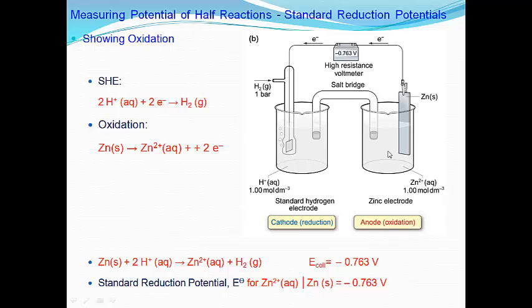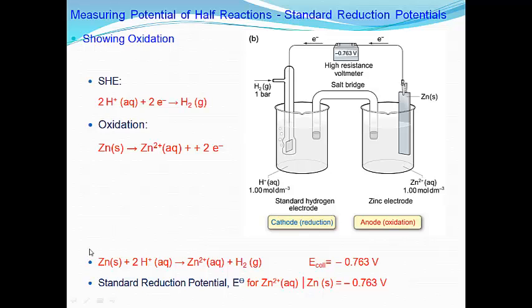effectively what is happening is that the zinc metal is becoming oxidized to give us zinc 2+, and the electrons are lost, which now pass through the voltmeter onto the other side and reduce our H+ in our solution to give us H2. And so this side, the zinc electrode, is the anode and oxidation is occurring, and this side, the SHE, is the cathode in which typical reduction is occurring.